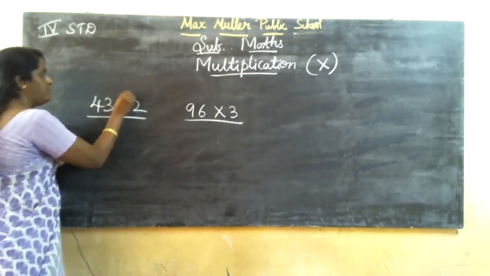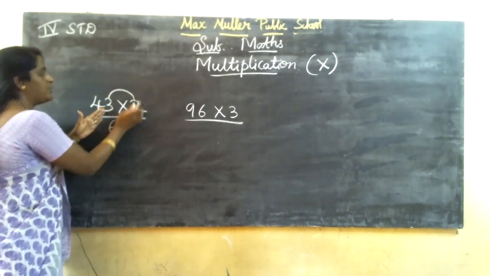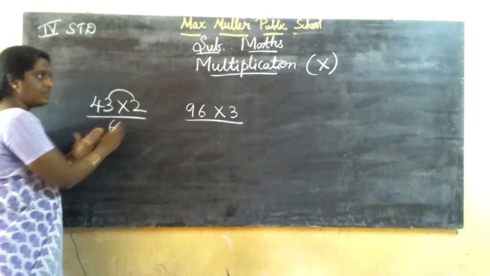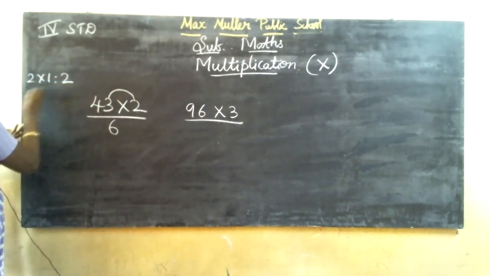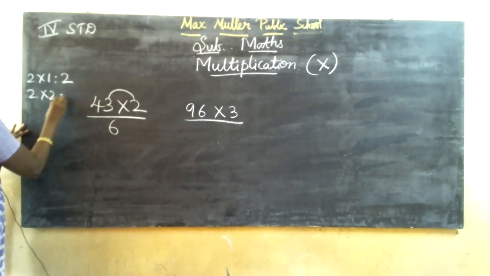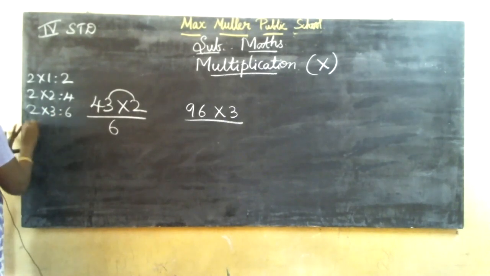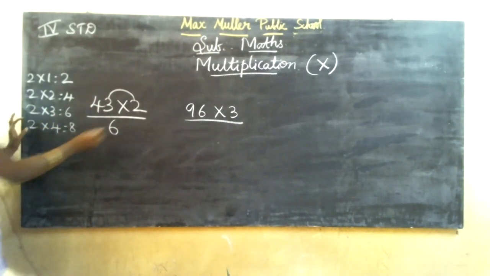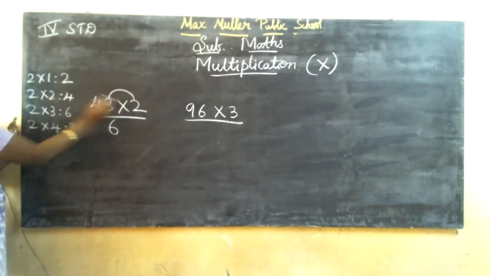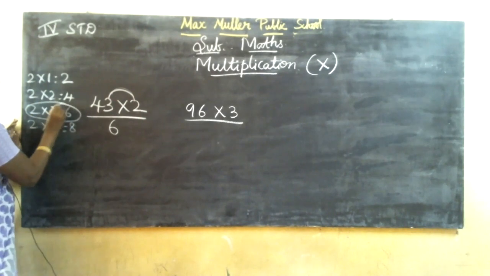See here, from 2, first you should take one number only, from 2, 2 3s are 6. See, I'll write and show here, 2 1s are 2, 2 2s are 4, 2 3s are 6, 2 4s are 8. So, this tables, it is real question. 2 3s are how much?